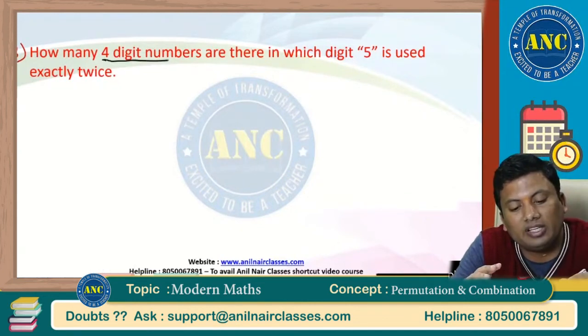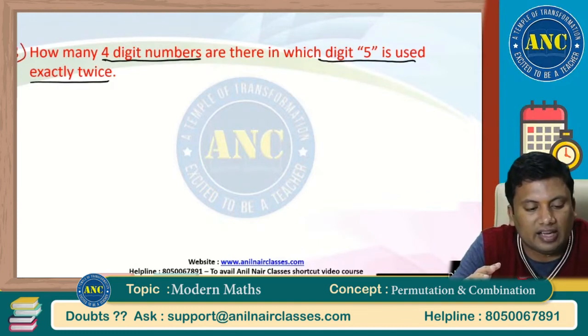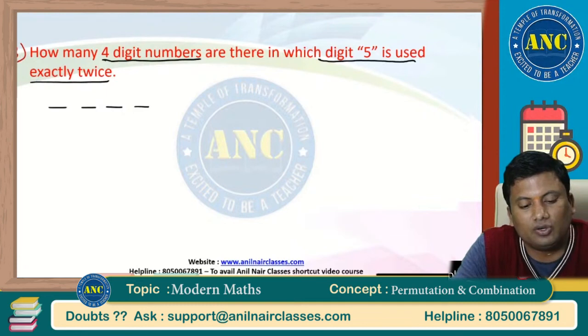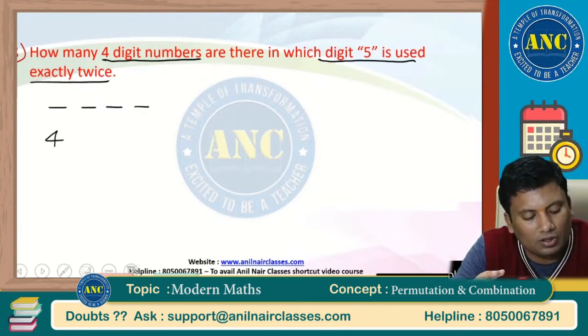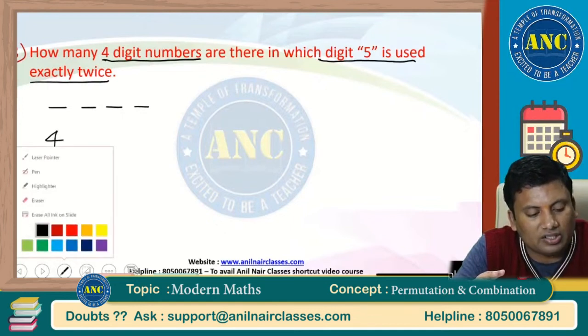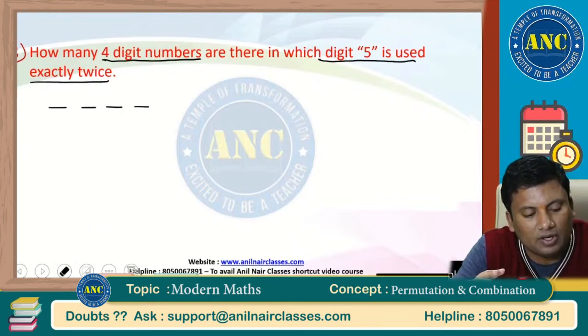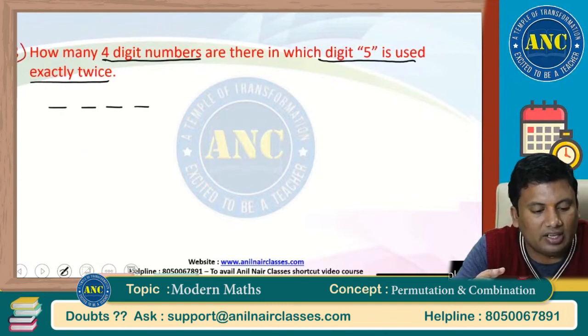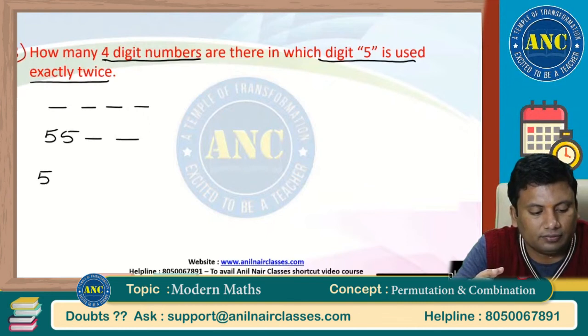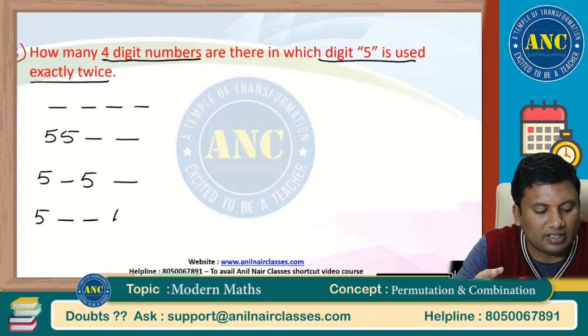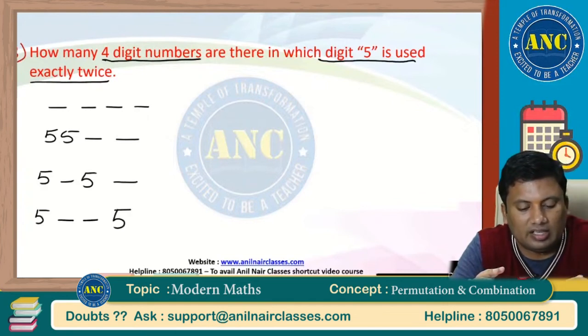How many 4-digit numbers are there in which digit 5 is used exactly twice? So it is a 4-digit number, and 5 is used exactly twice. Out of 4 places, 2 places are chosen, so 6 cases will come. What are those 6 cases? Once we write, you will understand it clearly.